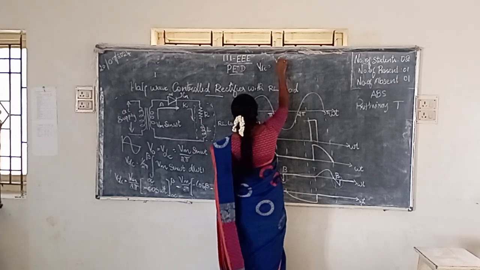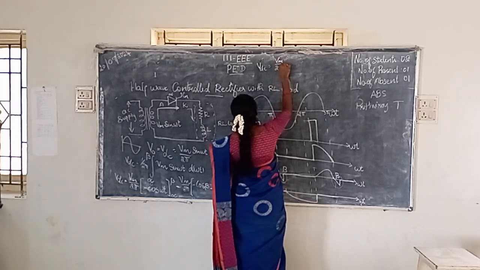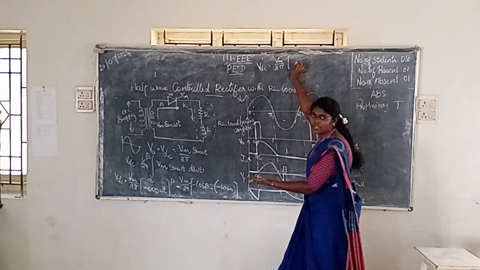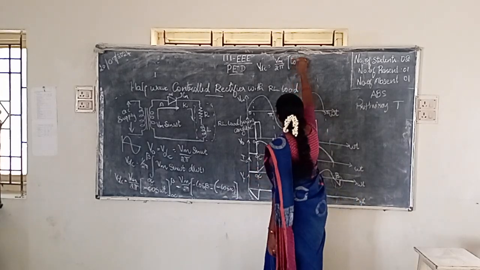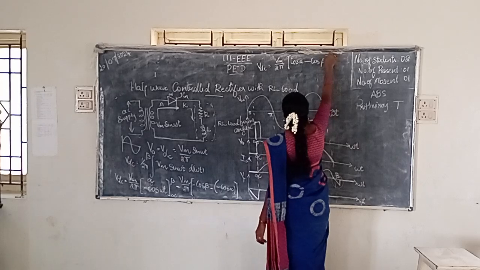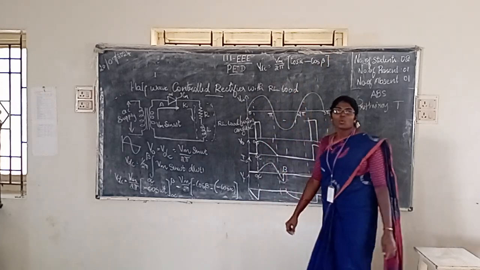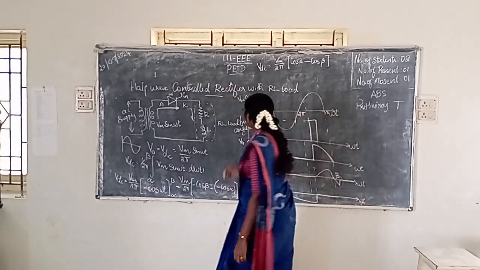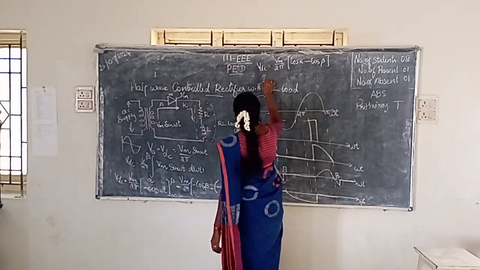So therefore, what is our VDC now? VDC is equal to Vm by 2 pi, you write it plus cos alpha first: cos alpha minus cos beta. This is the output voltage.